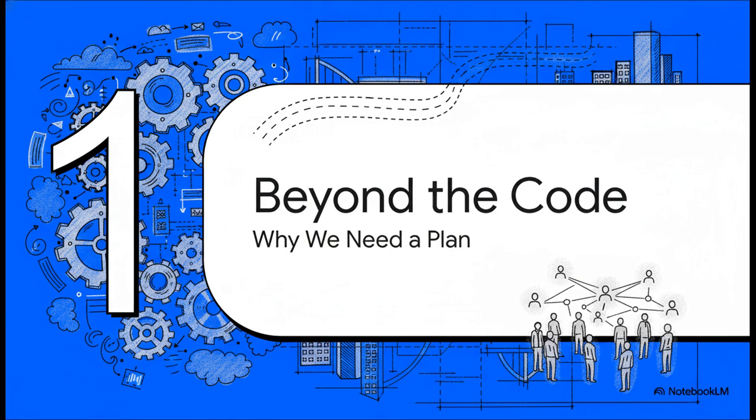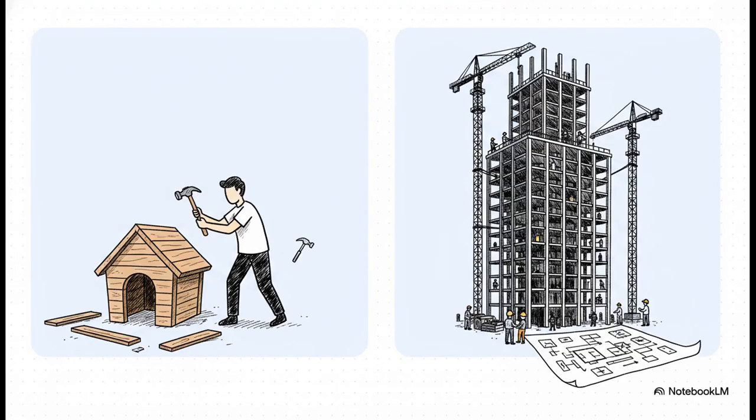So why can't a team of really brilliant developers just start coding and figure it all out as they go? Well, let's use an analogy here to understand why that's not such a great idea. Writing a small script is a lot like building a doghouse. You can kind of just grab some wood and nails and start hammering away. If you make a mistake, no big deal, it's easy to fix.